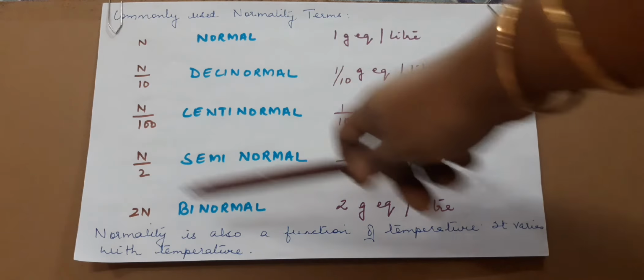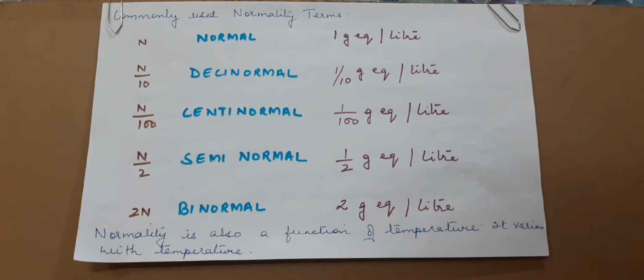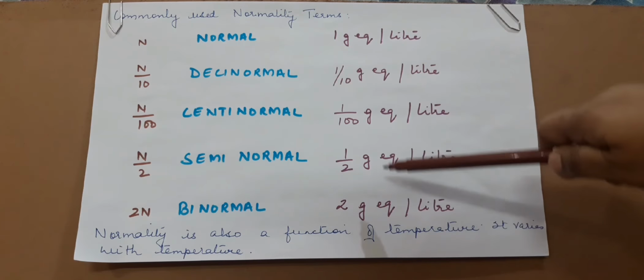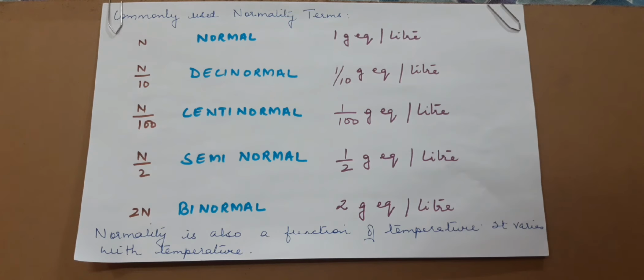What is N by 2? It's a semi-normal solution. The same way like you have done in molarity. The only thing is, there you have taken number of moles, here you are taking gram equivalents. So semi-normal solution, 0.5 gram equivalent of the solute dissolved per liter of the solution, or 1 by 2 gram equivalent of the solute dissolved per liter of the solution. What's a binormal solution? A binormal means 2 gram equivalent of the solute dissolved per liter of the solution.